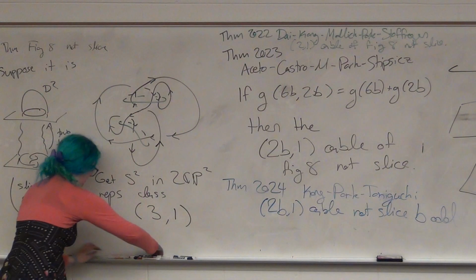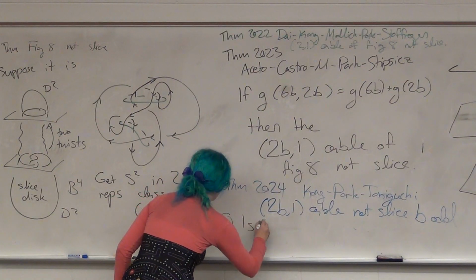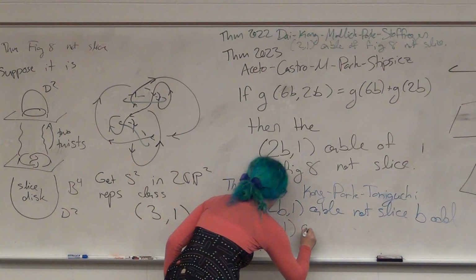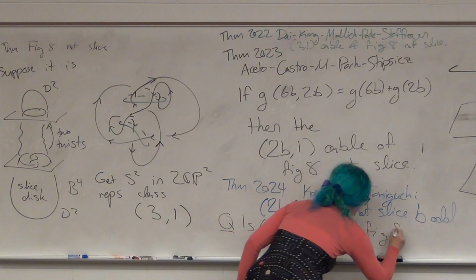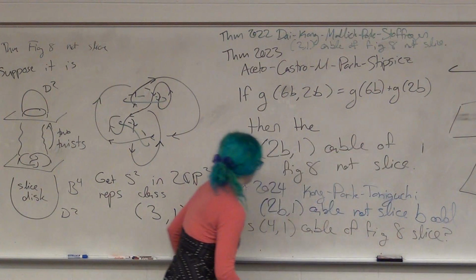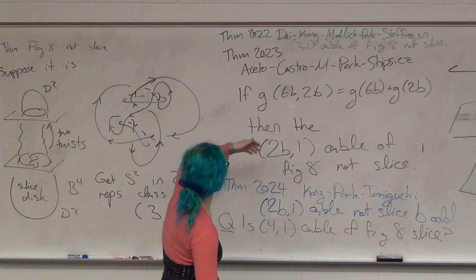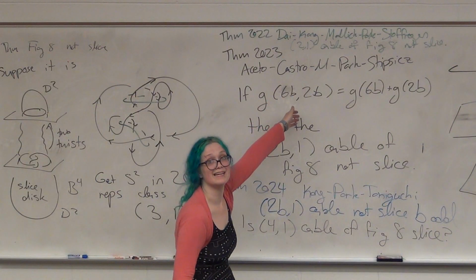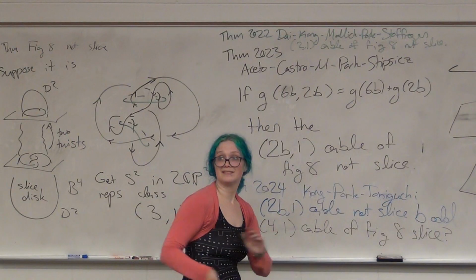But so the question, a very specific question, is the 4-1 cable of the figure 8 sliced, which I do realize is a question about B4, and I said I wouldn't do that again, but really what I care about is whether the genus of the 12-4 homology class in 2CP2 is additive. Is it genus of 12 plus genus of 4?